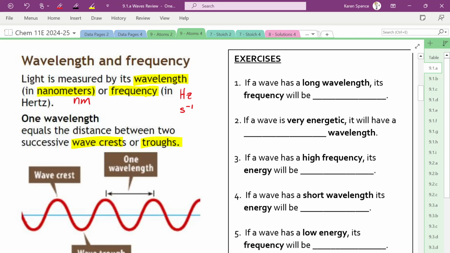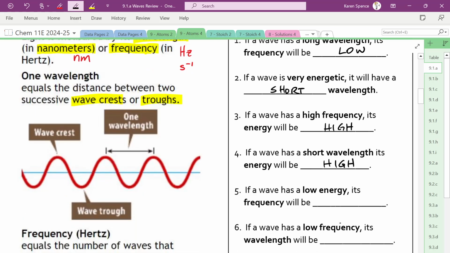Okay, so if we have a long wavelength, the frequency will be low. If it's very energetic, what kind of wavelength? Short. If we have a high frequency, the energy is high. If we have a short wavelength, the energy is high. And if we have low energy, the frequency will be low. And if we have low frequency, the wavelength will be long. Okay, awesome.